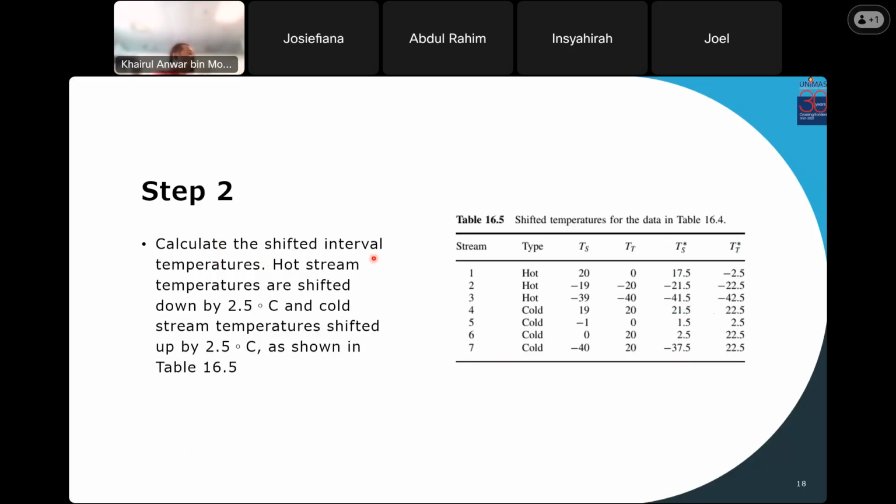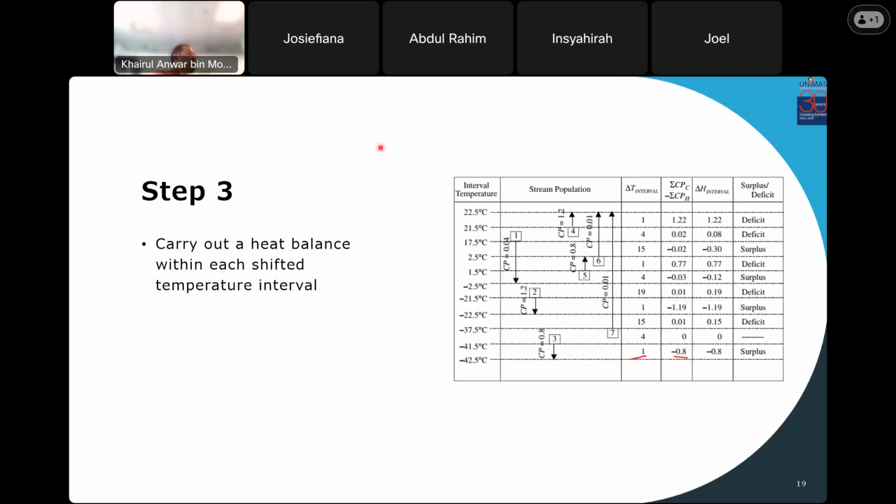Step 2: calculate the shifted interval temperature. Hot stream temperatures are shifted down by 2.5, cold streams shifted up by 2.5. So hot stream minus 2.5, cold stream plus 2.5. How do you know 2.5? It is based on delta T min equal to 5. So for hot it is delta T min over 2, 5 over 2 is 2.5. So you have another column for shifted supply temperature and shifted target temperature. For hot it is minus 20 minus 2.5, so 0 minus 2.5. How about cold? Cold is plus 2.5. Then carry out the heat balance within each shifted temperature interval.